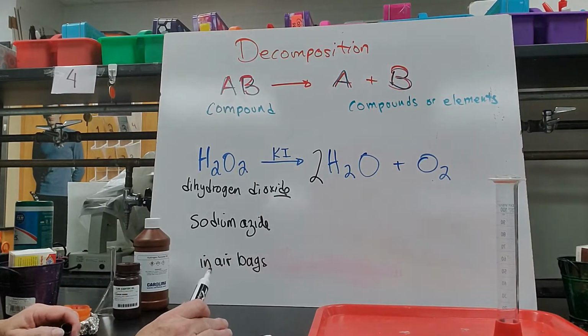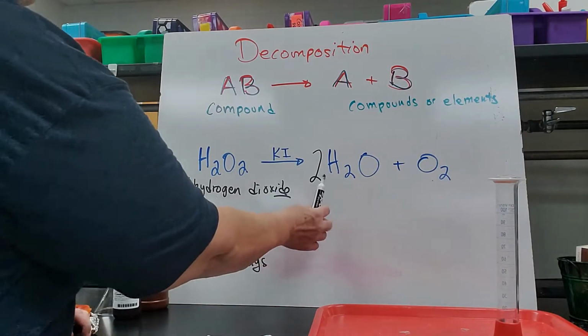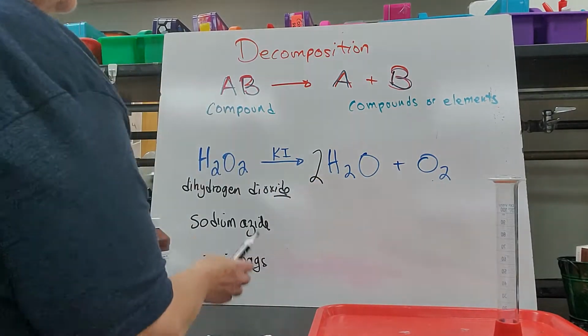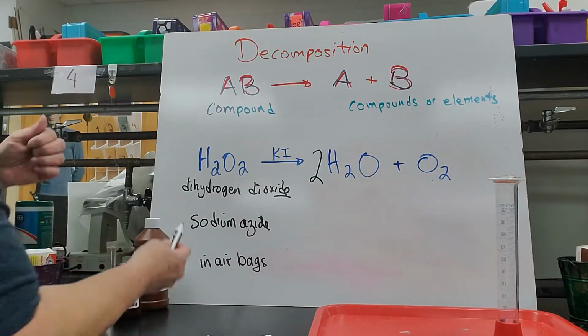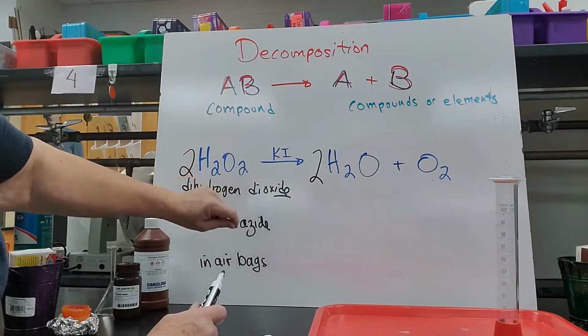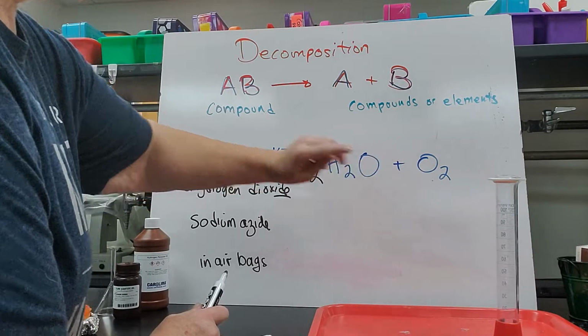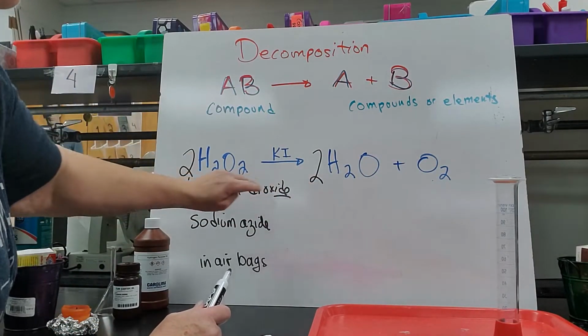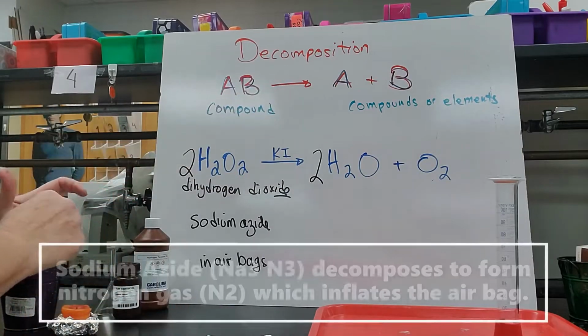Balancing is just trial and error. You just go back and forth, back and forth. Now I have 2 oxygens plus 2 oxygens, so over here I'd need 4 oxygens. If I put a 2 here, 2 times 2 makes 4. 2 here and 2 here makes 4. Okay, did the hydrogens work out? Yes, 4 and 4, so I'm good.